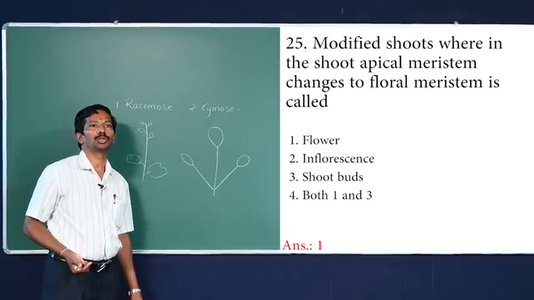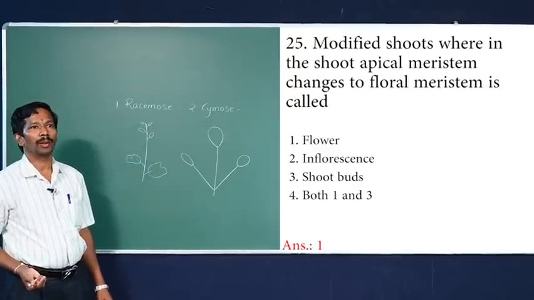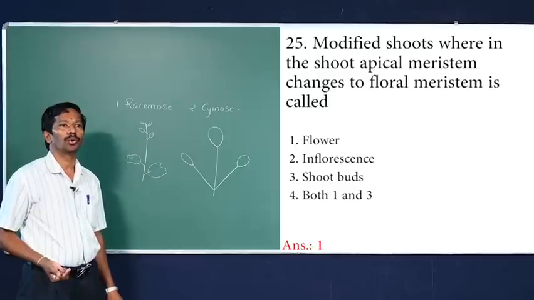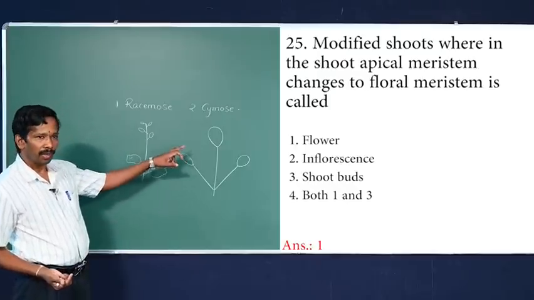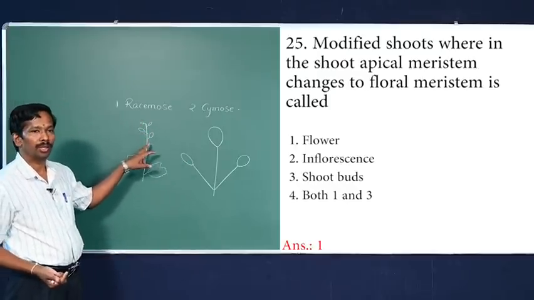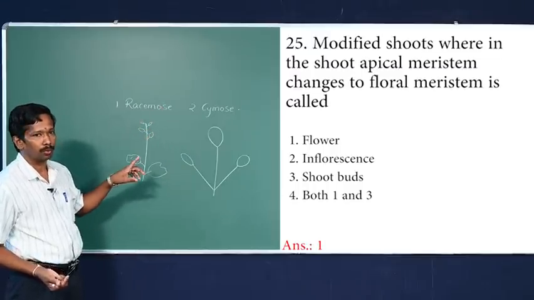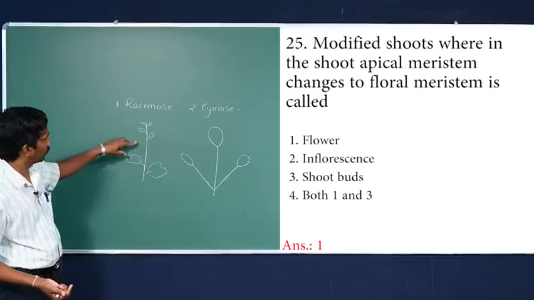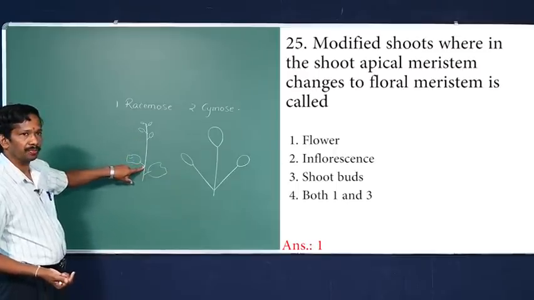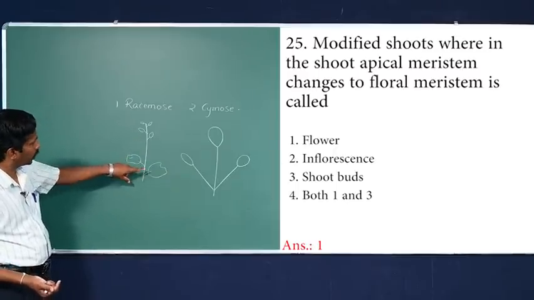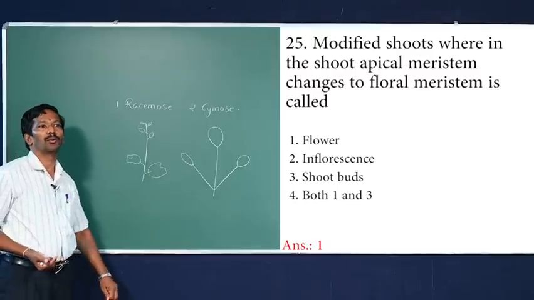Next question. Modified shoots where the shoot apical meristem changes to floral meristem is called as? First option, flower. Second option, inflorescence. Third option, shoot bud, and the fourth option, both 1 and 3. Answer is 1, because whatever axis is a modified shoot that develops into a flower, so the answer is 1.